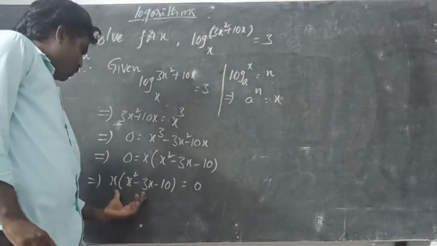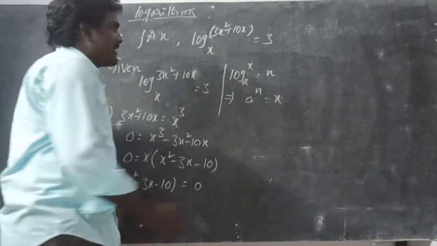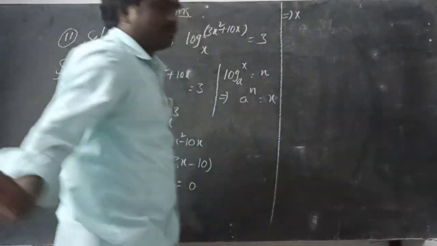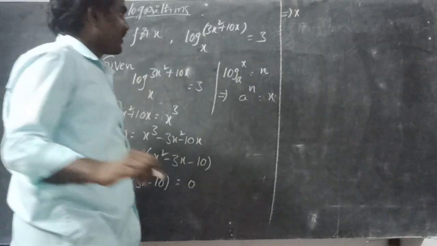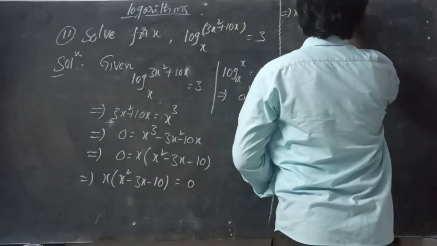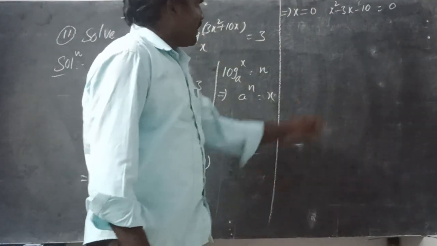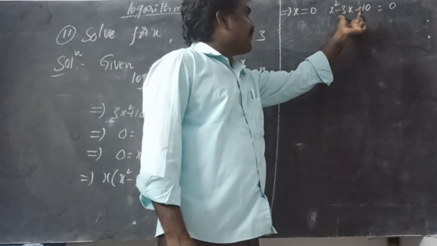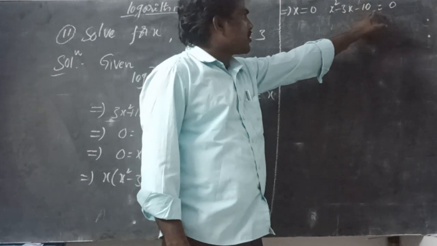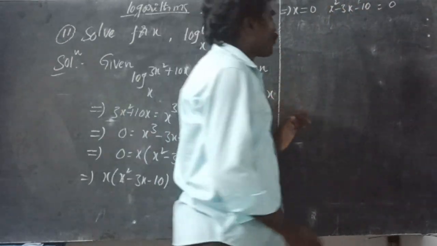So the product of two polynomials is 0. Either the first polynomial is 0 or the second polynomial is 0. So x is equal to 0, or x² − 3x − 10 is equal to 0. For this polynomial, find the factors. Here the x² coefficient is how much? 1. The constant is how much? 10. 1 times 10.